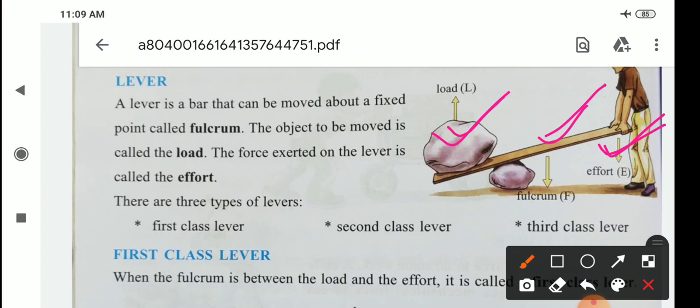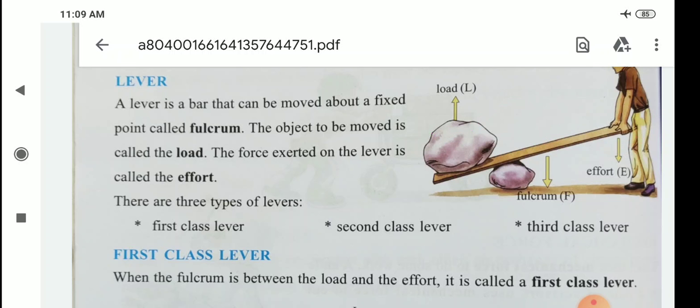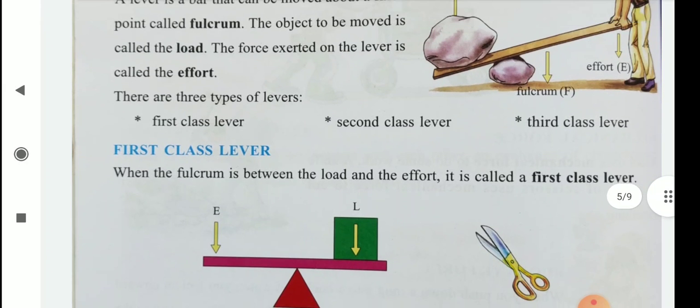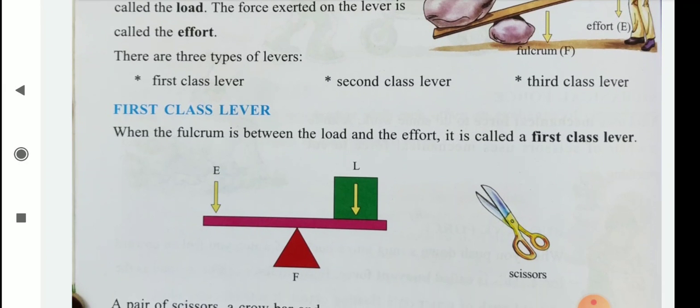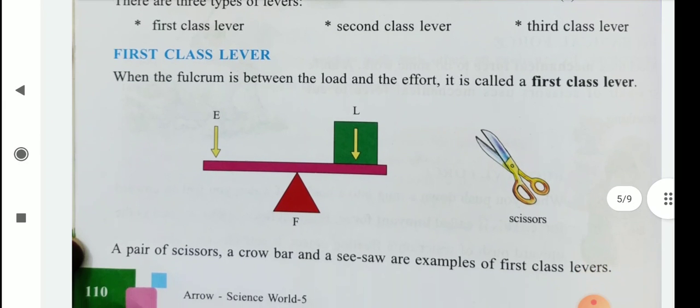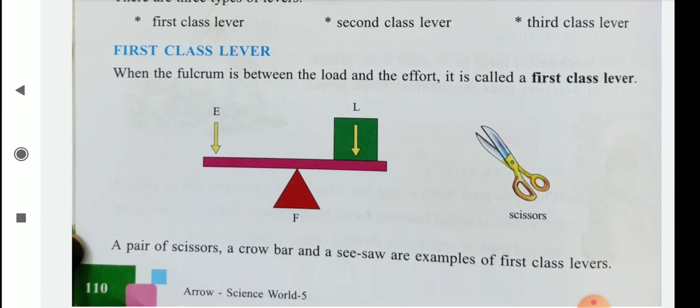There are three types of levers: first class lever, second class lever and third class lever. So first of all you see the first class lever. When the fulcrum is between the load and the effort, it is called a first class lever. Okay, here you see scissors. Scissors is an example of a first class lever. Okay, only two parts are there, that is fulcrum and effort.